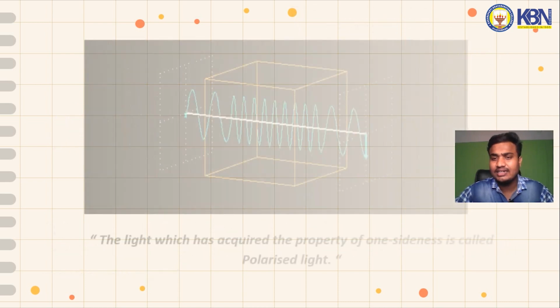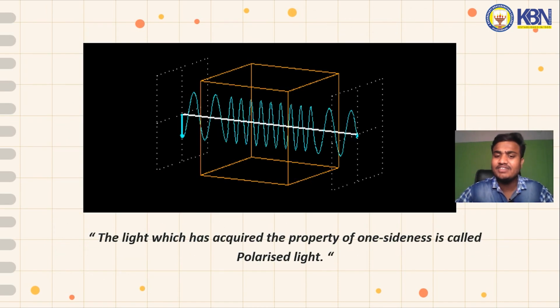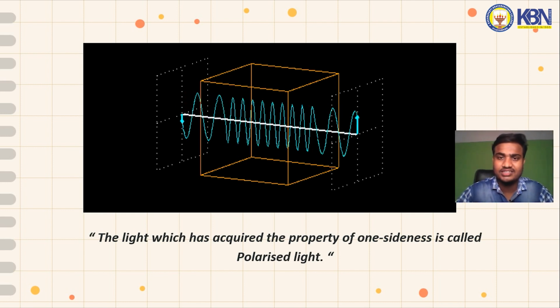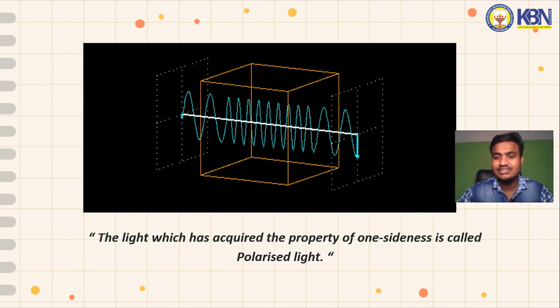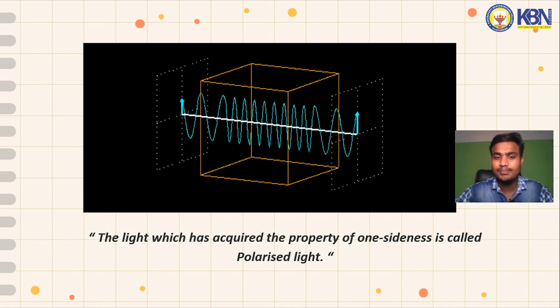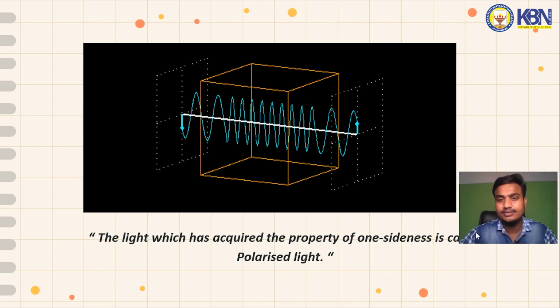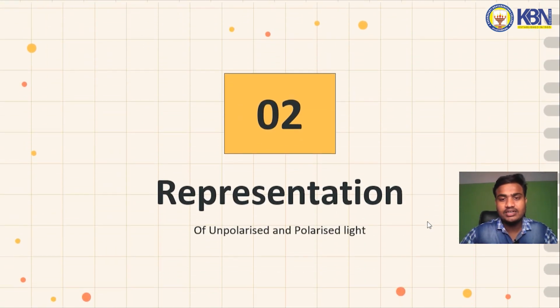Or you can say that the light which has acquired the property of one-sidedness is called polarization. In simple terms, the light which has acquired the property of one-sidedness is called polarized light.